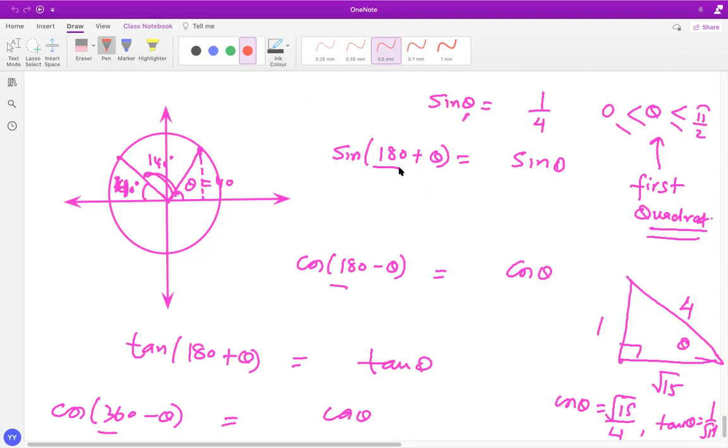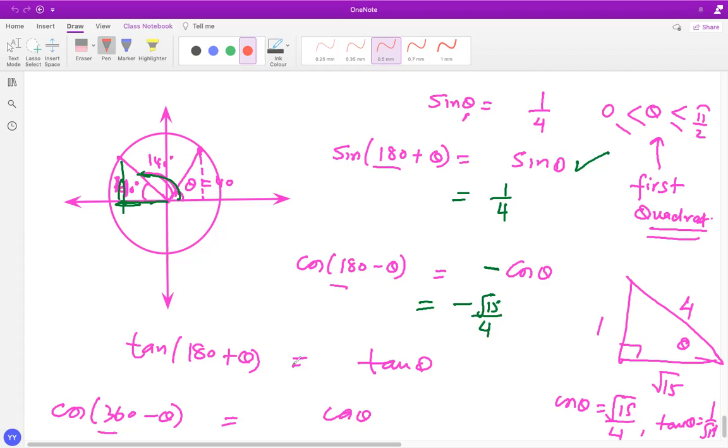Now in the second quadrant, the sign is positive. So that's why it will be the same as positive sine theta, and hence the answer is 1/4. Now, when I look at 180 minus theta, it is in quadrant number 2. In this second quadrant, cos is negative. So if I'm using the principal angle, it will be negative cos theta, which is negative root 15/4.